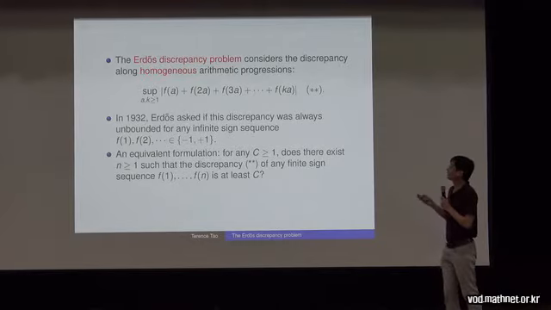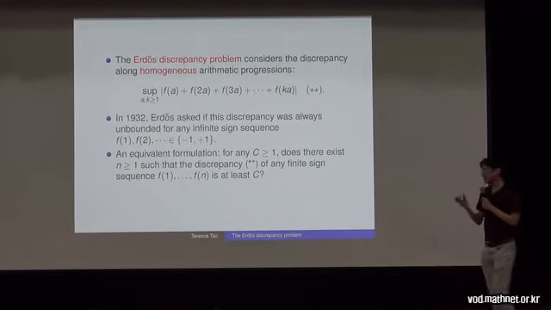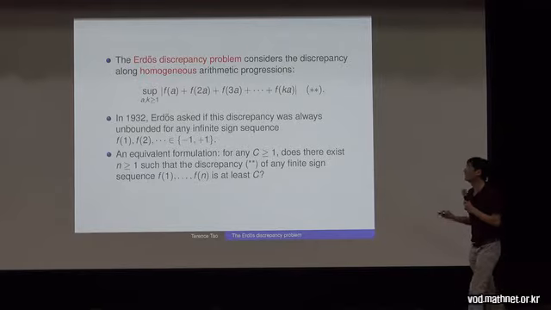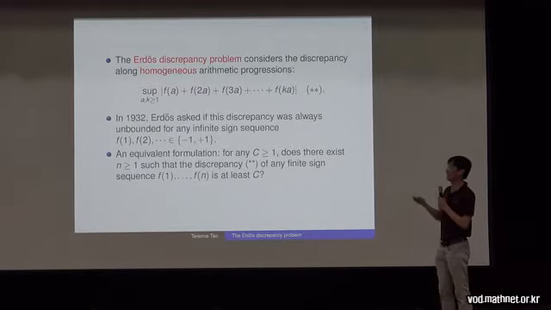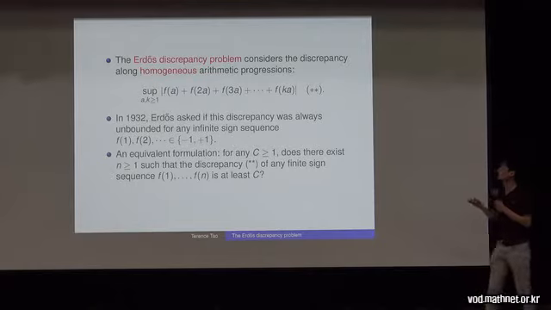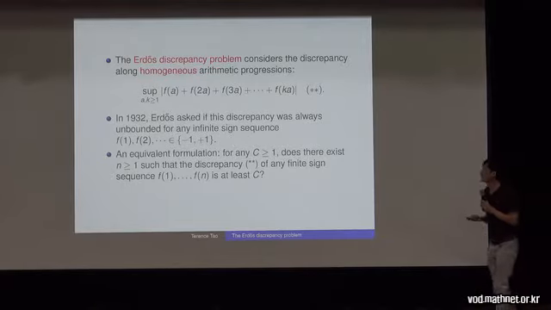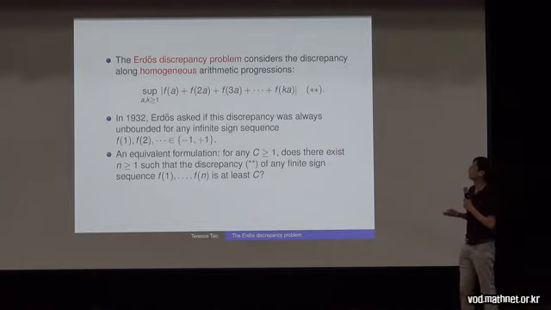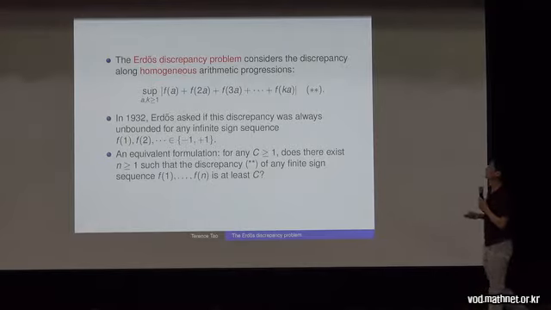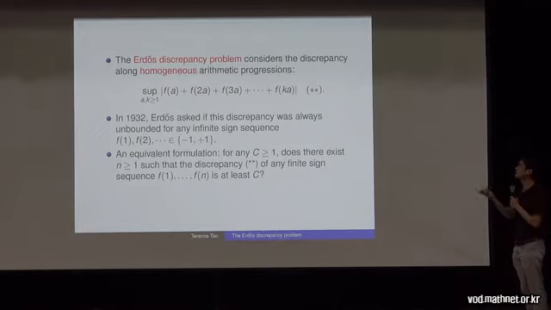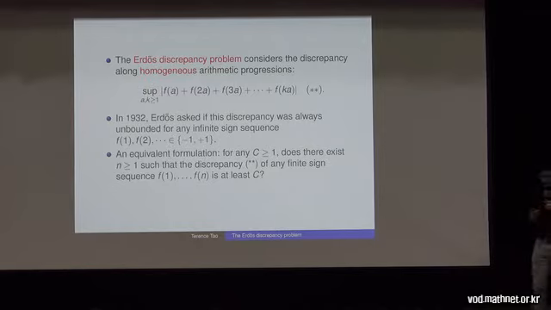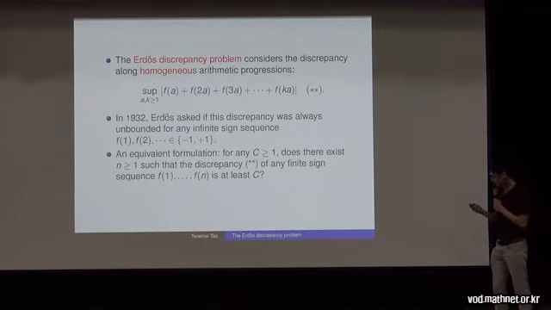So if you only have initial segments, you can make the discrepancy bounded. If you use all arithmetic progressions, the discrepancy must be unbounded. But if you only use homogeneous arithmetic progressions, what happens? Do you have boundedness or unboundedness of this discrepancy? And so Erdős posed the problem, and he believed that this discrepancy must be unbounded. That as you make the sign pattern longer and longer, you must be able to make these sums bigger and bigger. You cannot keep all the sums here small simultaneously. Okay, so it's a simple problem, but actually it was really hard to make progress on the problem.